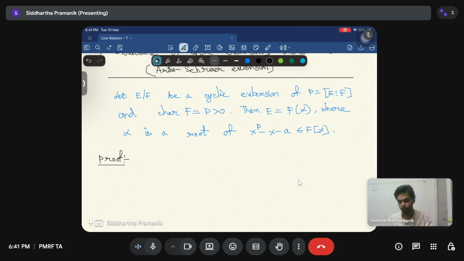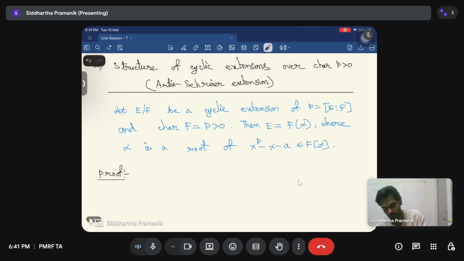So we need to prove two things: that E is a primitive extension of F, or E is a simple extension of F. So what does that mean? That it can be generated over F by a single element. That is the first thing we have to prove. Then we have to prove that this generator alpha is a root of a polynomial of this kind. So that is the second one. So let's do the first one.